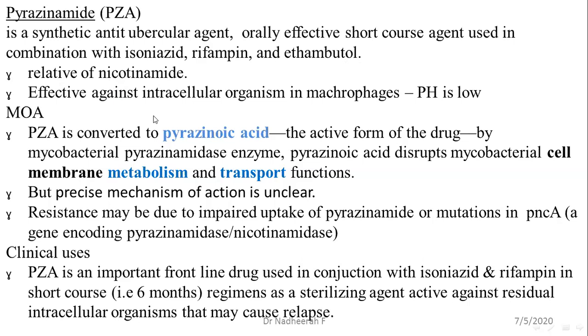Pyrazinamide mechanism of action. Pyrazinamide is converted to pyrazinoic acid, the active form of the drug, the pharmacologically active metabolite, by the mycobacterial pyrazinamidase enzyme. Pyrazinoic acid disrupts mycobacterial cell wall membrane metabolism and transport functions.